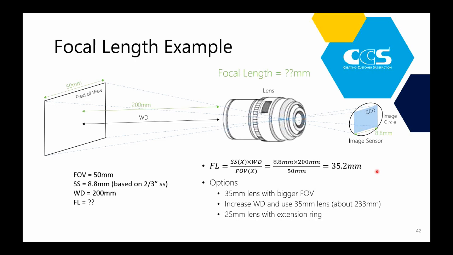So we either keep our 35 millimeter lens and our working distance and have a slightly larger field of view, or we increase our working distance to about 233 millimeters and use a 35 millimeter lens. The other option is to use a 25 millimeter lens with an extension ring, but that's not always great practice. You avoid extension rings if you can. They're great if they're necessary, but they can add some distortion to your image.